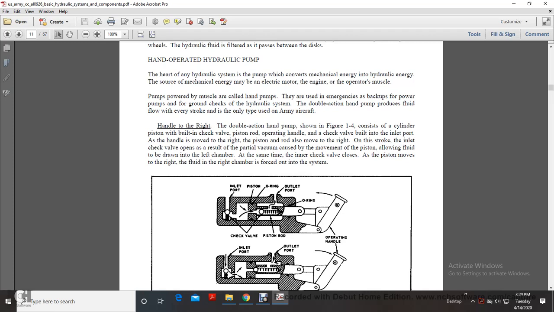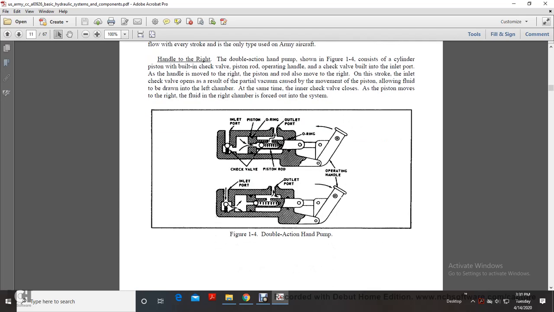Handle to the right. The double action hand pump shown in figure 1-4 consists of the cylinder, piston, built-in check valve, piston rod, operating handle, and a check valve built into the inlet port. As the handle moves to the right, the piston and rod also move to the right. On this stroke, the inlet check valve opens as a result of the partial vacuum caused by movement of the piston, allowing fluid to be drawn into the left chamber. At the same time, the inner check valve closes as the piston moves to the right, and the fluid in the right chamber is forced into the system.